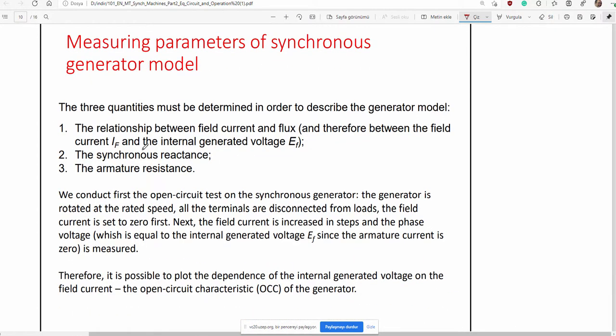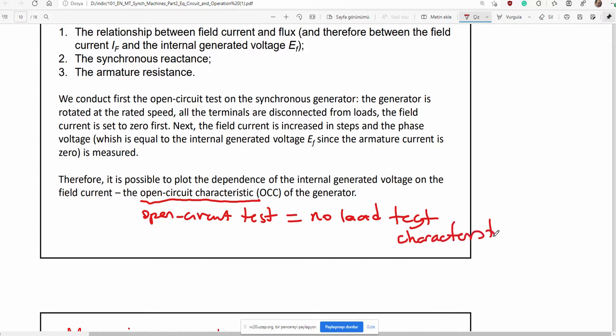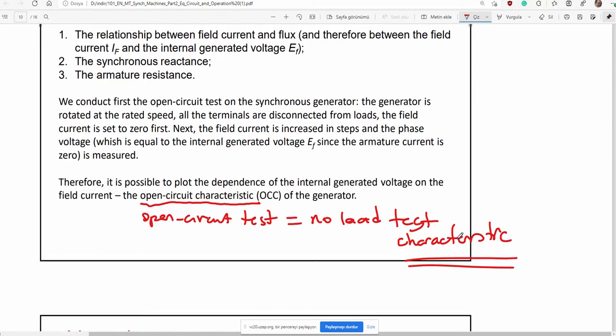One of the experiments is the open circuit characteristic. Sometimes we say open circuit test, sometimes we say no load test, or no load characteristic. What does it mean?